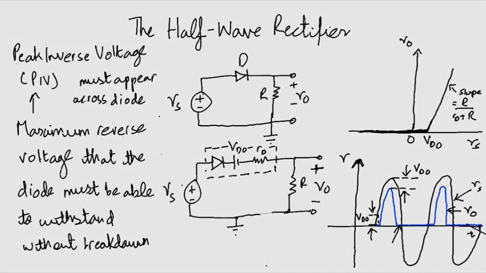In this figure and in this figure, we see that the diode is cut off when Vs is negative. The largest such voltage is the peak of Vs here. So PIV for this circuit equals Vs.